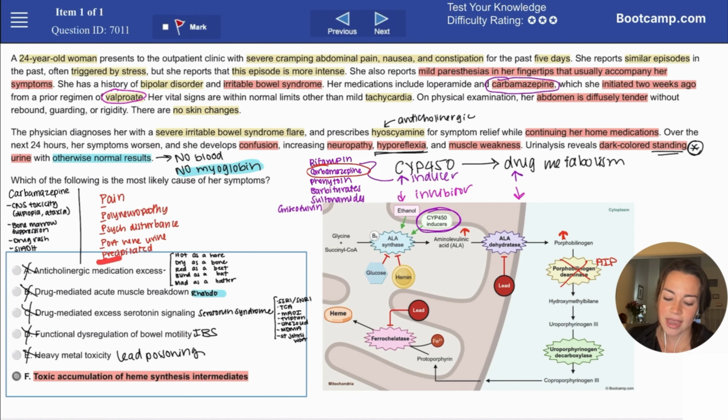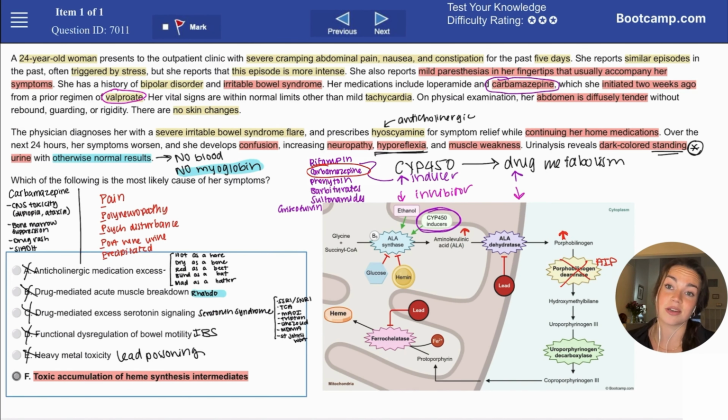on standing, and precipitated attacks of these symptoms is characteristic of acute intermittent porphyria or AIP. This is triggered by carbamazepine, which is a cytochrome P450 inducer that increases ALA synthase activity as part of the heme synthesis pathway. That increased demand on the heme synthesis pathway in conjunction with an underlying defective enzyme in heme synthesis, PBG deaminase, leads to a buildup of toxic heme synthesis intermediates like ALA and PBG.